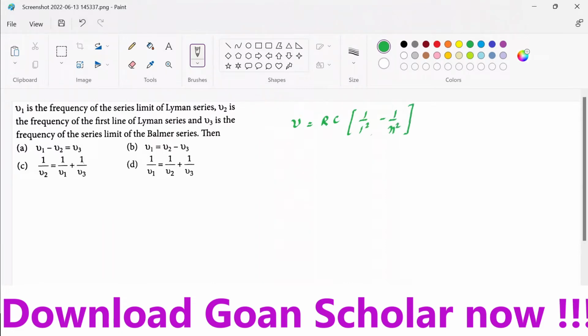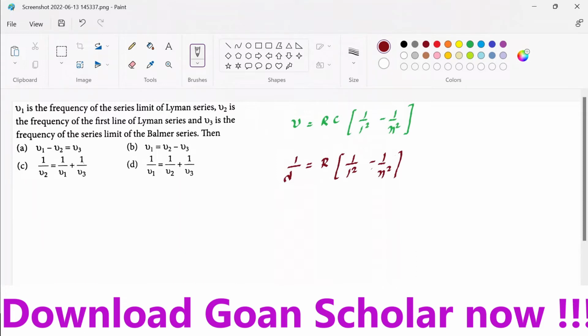Now some of you will say, sir, we have learned this relation in terms of wavelength. So you can take this C on the left hand side and nu by C you can make 1 by lambda, and that will be the same thing, right? In case you have learnt it like this, 1 by lambda equals R into 1 by 1 square minus 1 by n square. This is Lyman series. Lambda you can make as C by nu and take the C to the other side. So both are the same relation.